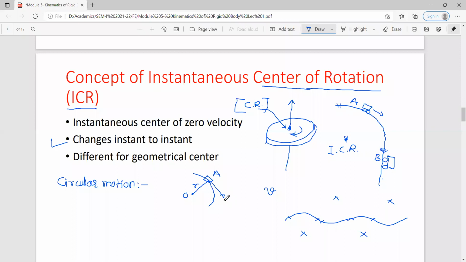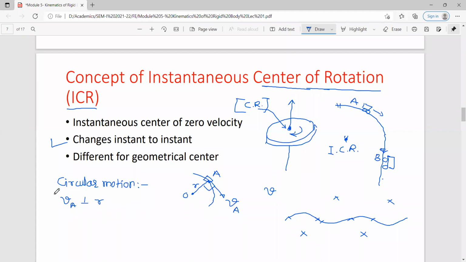Okay, it is the direction I am showing. It is the direction of velocity of point A. And you remember that this velocity is perpendicular to radius. Always remember. Okay, so you make a mark that velocity of any point which is moving on circular path is perpendicular to the radius of the path.